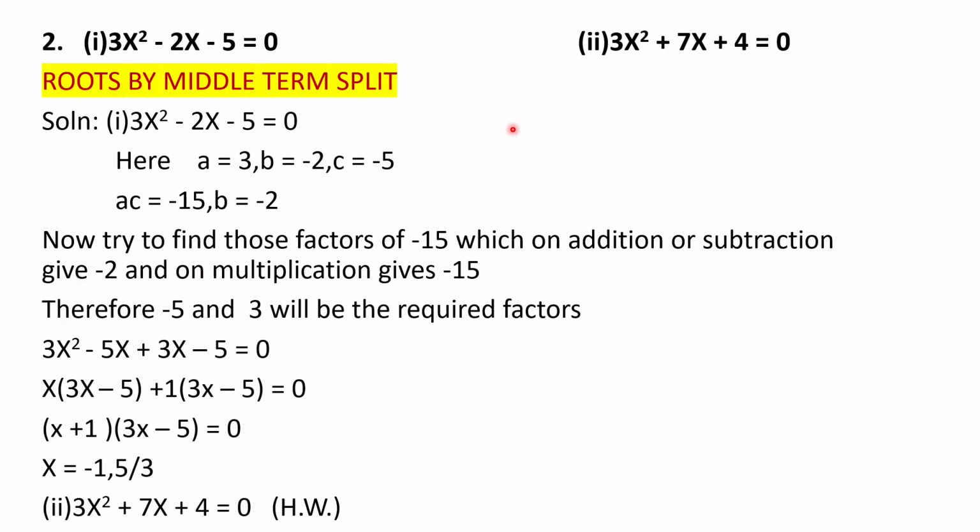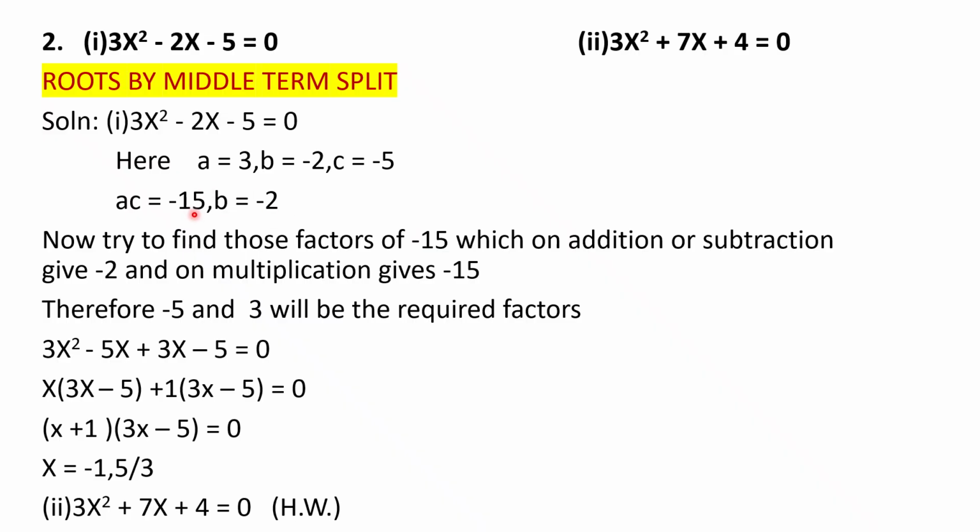Now come to the roots by middle term split. Here also a little trick. Suppose this is your question, 3x² - 2x - 5 = 0. Here a is 3, b is -2 and c is -5. So ac, a into c, is -15, and b is -2.